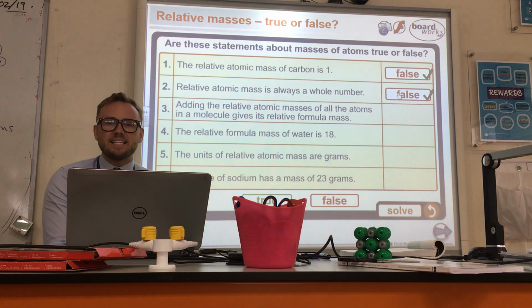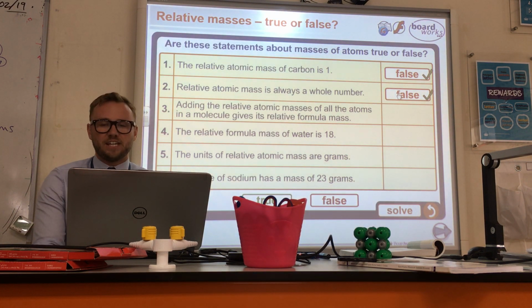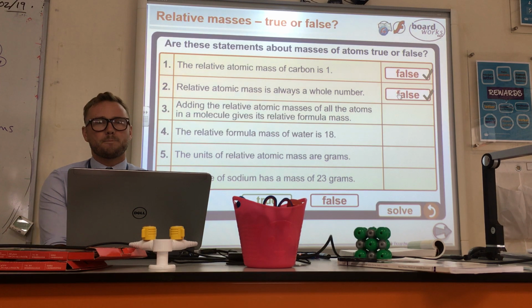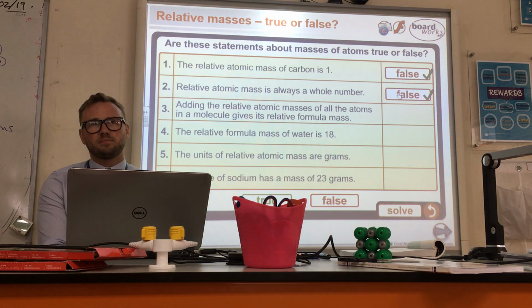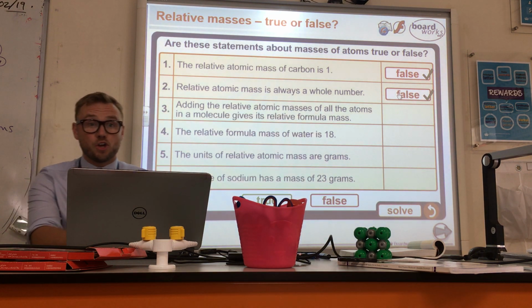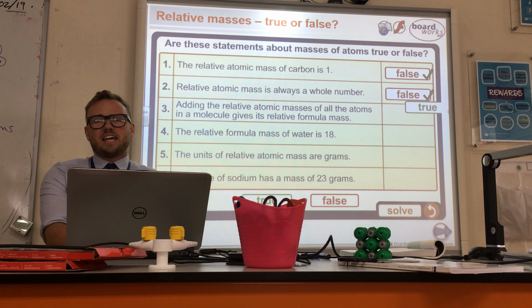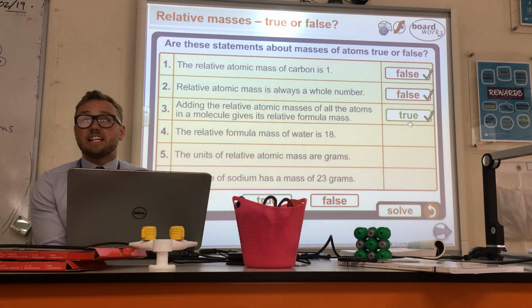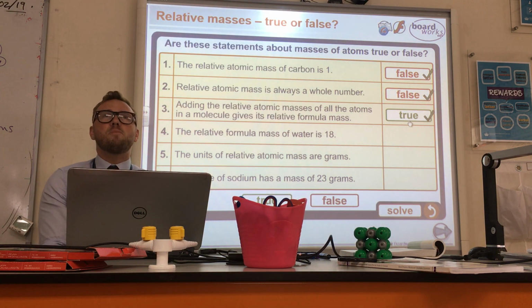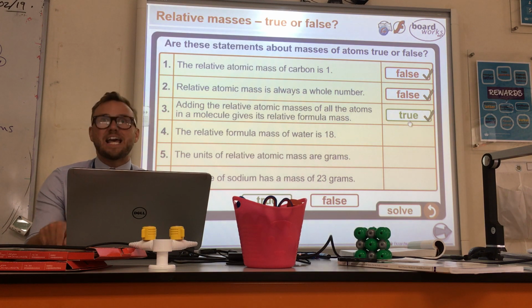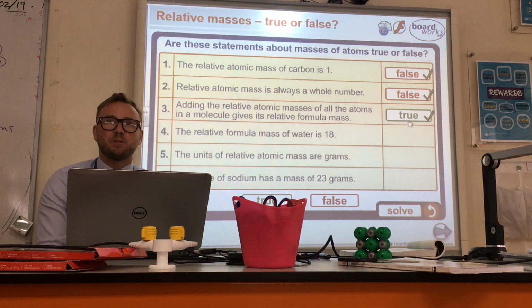Okay? Adding the relative atomic masses of all the atoms in a molecule gives the relative formula mass. Tiffany, true or false? What do you think? You think true? Yeah. Thank you. You're right. That's all you have to do. If I say, how much does a molecule of alcohol, ethanol, weigh? You just add up all the atoms from the periodic table, okay?